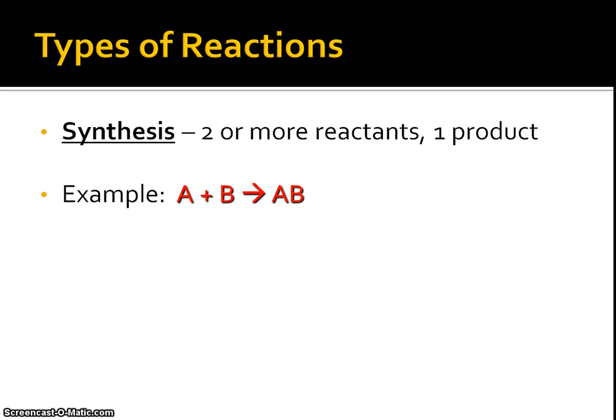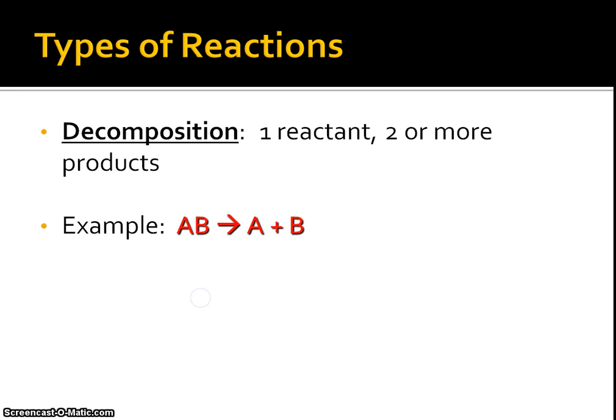The opposite of that is called decomposition. This is when you take one big thing and you break it apart into pieces. So notice that we have AB that broke apart into A separate from B. And again, it could be as simple as taking a compound and breaking it into its elements, or it could be taking a big compound and breaking it into two smaller compounds.